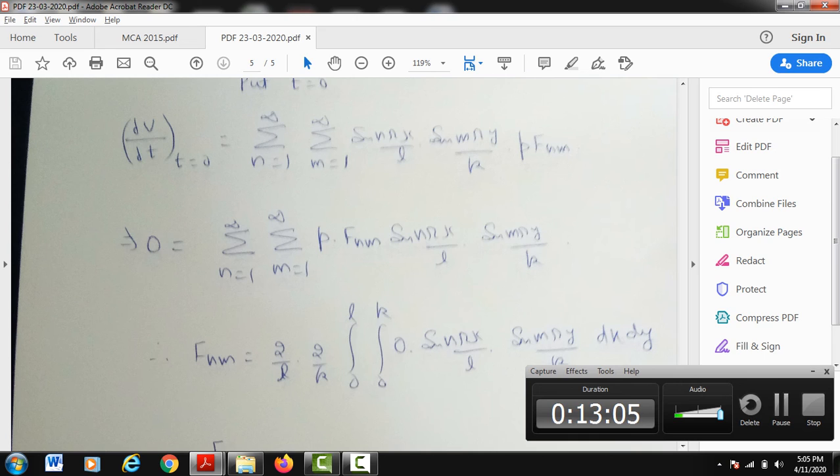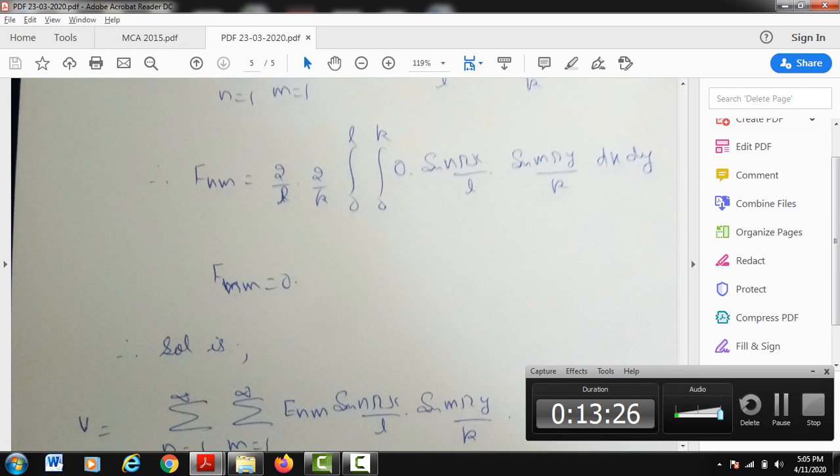Now how to evaluate this constant p into f n m? This p is constant, so it can come out from the sign of these summations. So this is your double Fourier sine series. So f n m is given by 2 by L, 2 by k, integral 0 to L, 0 to k. The factor on the left hand side is 0. It is 0 into sin n pi x over L, sin m pi y over k, dx dy. Okay, so f n m is 0.